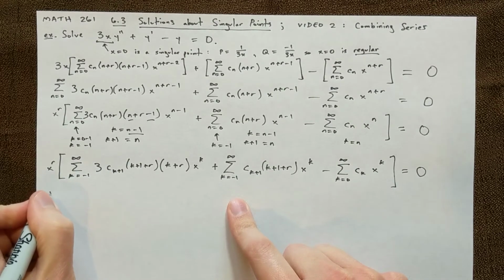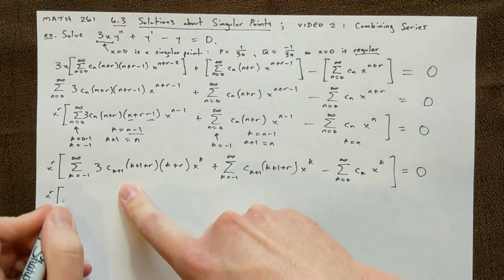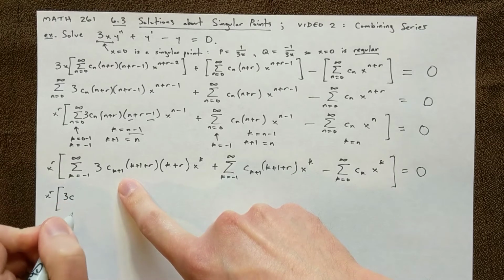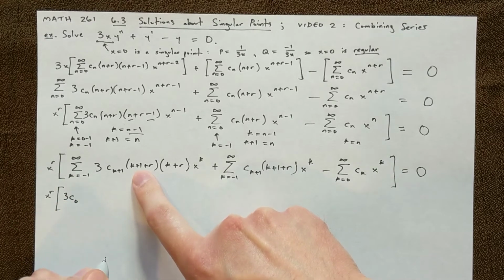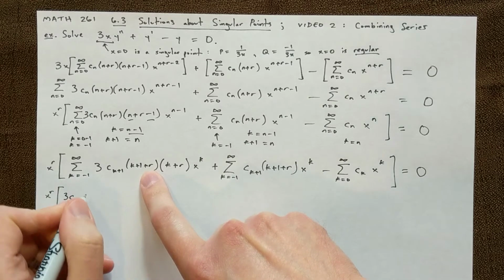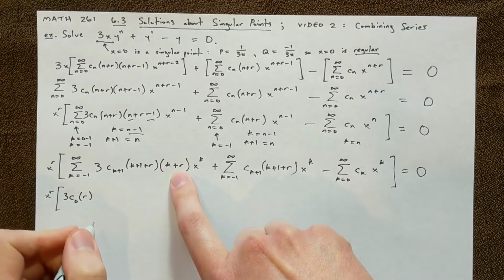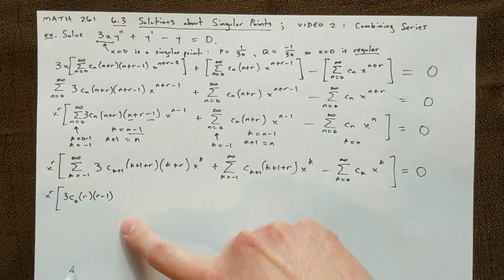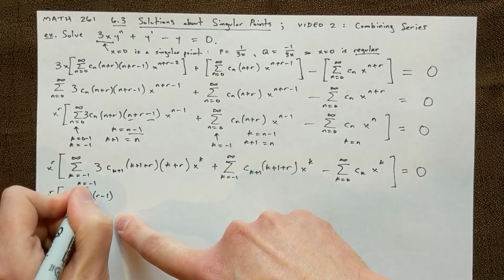So we'll write it as x to the r. Our k equals -1 term would be 3c(-1+1). Minus 1 plus 1 is 0. Minus 1 plus 1 plus r is r. And minus 1 plus r is r minus 1. So I've simplified a little bit, but this is my k equals -1 term.